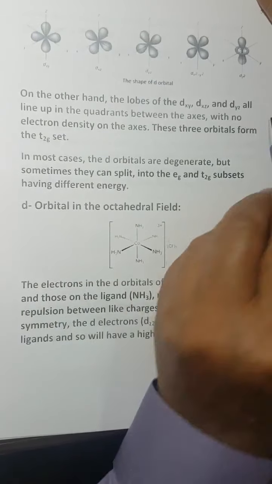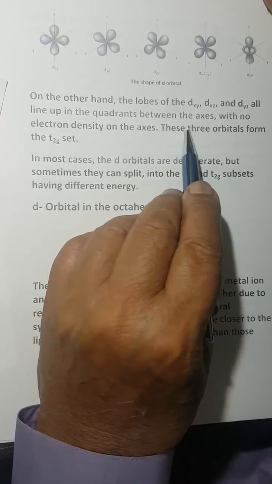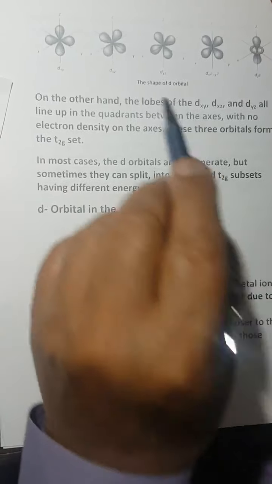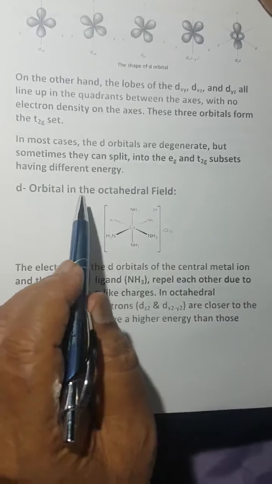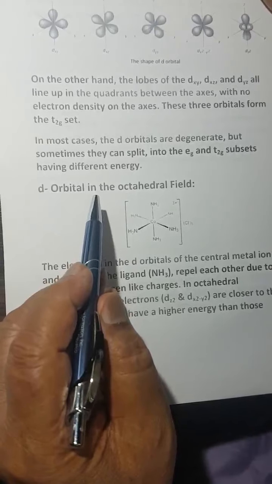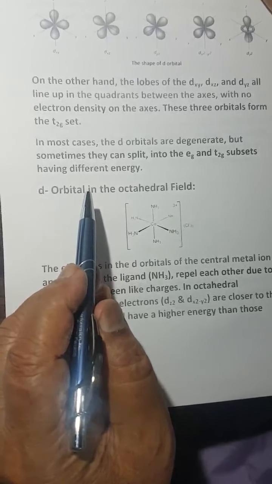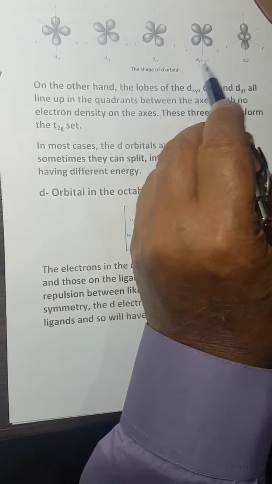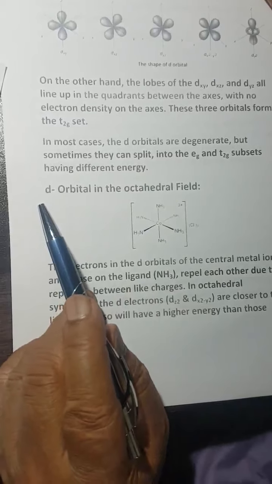What about them? They all line up in a quadrant between the axes. Okay, they are not on axis, and there is no electron there. So these three orbitals form a T2G set, whereas this is different from that. That is on axis. These form the EG set.